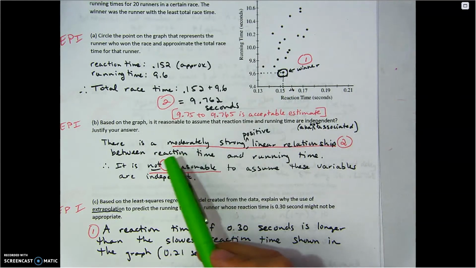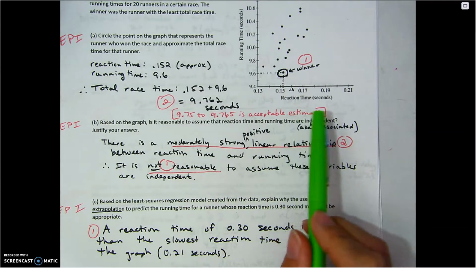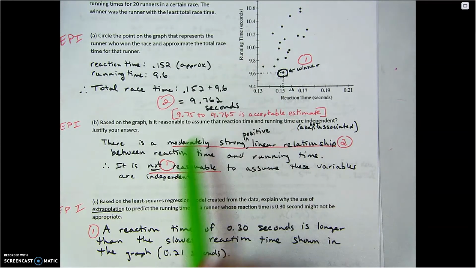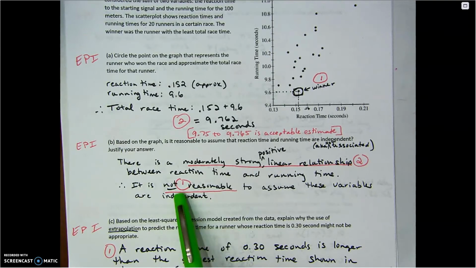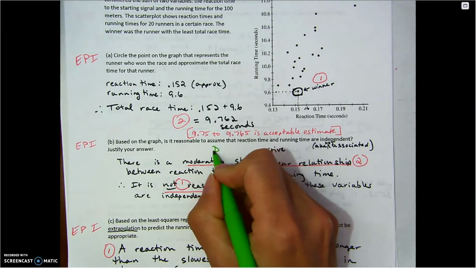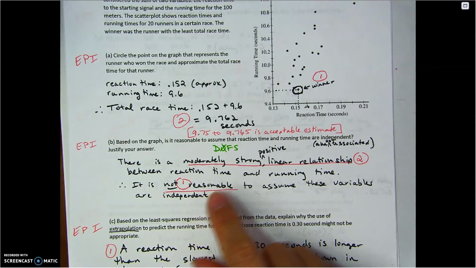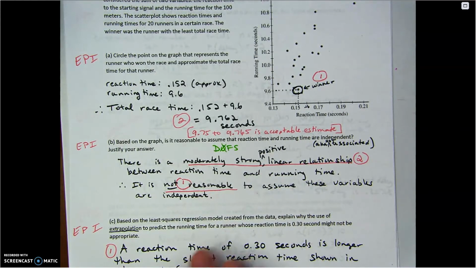They look associated. There is a moderately strong positive linear relationship between reaction time and running time. So it is not reasonable to assume that they are independent. They are most likely dependent, right? They depend on each other. To get full credit, they wanted you to say not reasonable with the DOFS, right? Direction, form, and strength. There were no outliers to worry about here, so just talk about the direction, form, and strength of your scatter plot as your support. If you only did one of those things, then it's a partial credit.